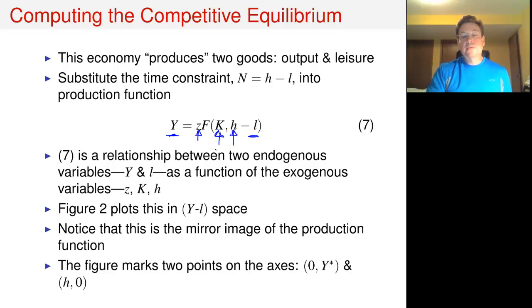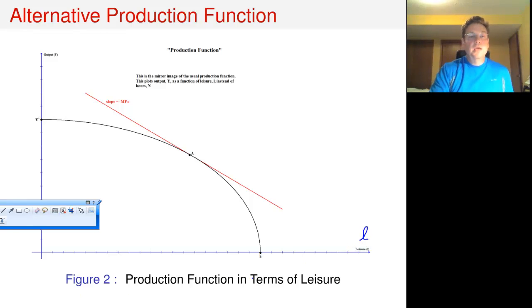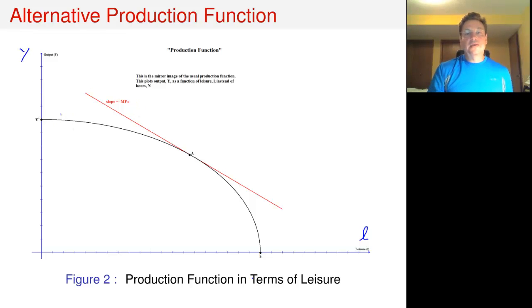We can now plot this equation in YL space, and this will just show up as a mirror image of the production function. And so what we have down here is on this horizontal axis, we have leisure. So you may not be able to see this very well. That's L. And on the vertical axis, we have Y. Now this should look a lot like something that you've seen in micro, which is a production possibilities frontier.